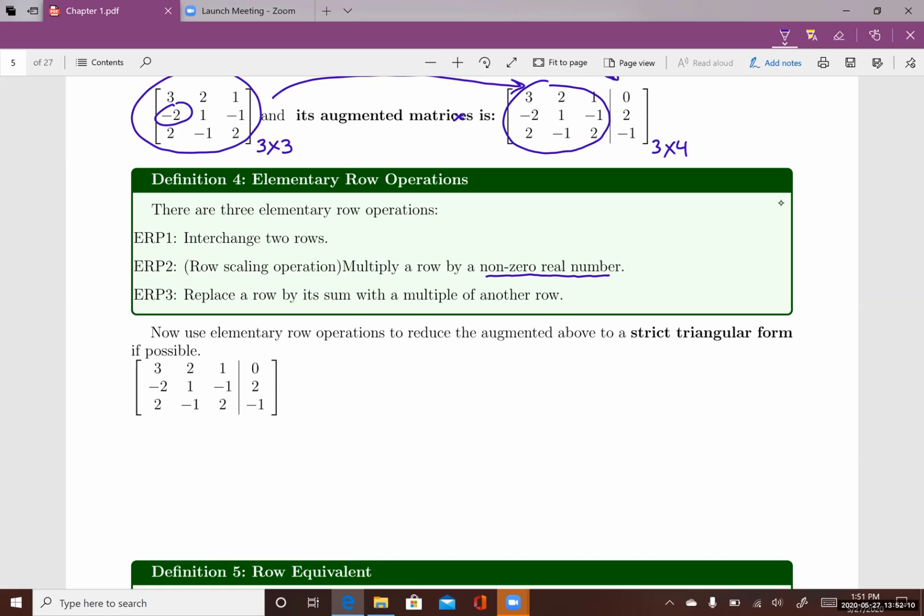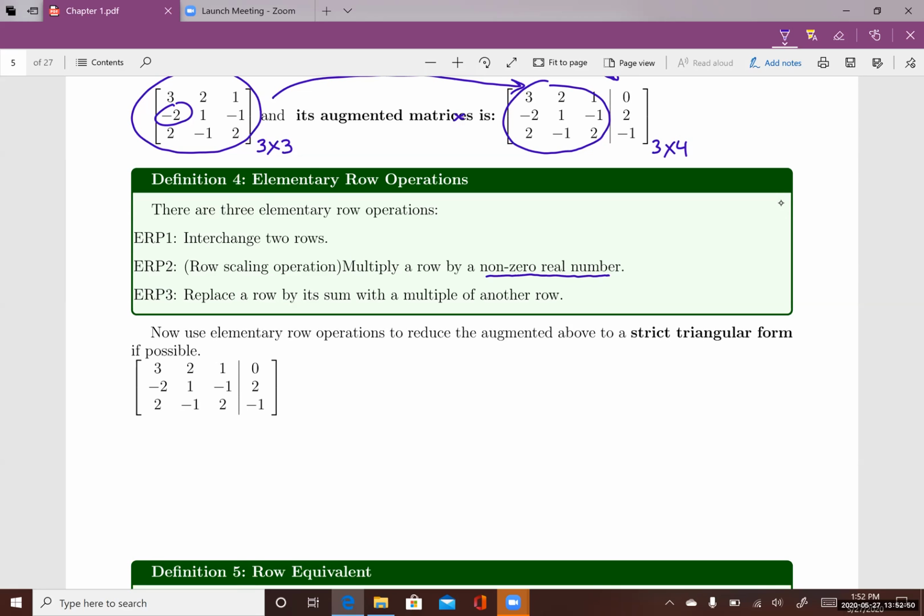All right. And then the third elementary row operation is that you can replace a row by its sum or difference with a multiple of another row. That means you can pick one row, add or subtract a multiple of another row to it, and replace that row by the result.